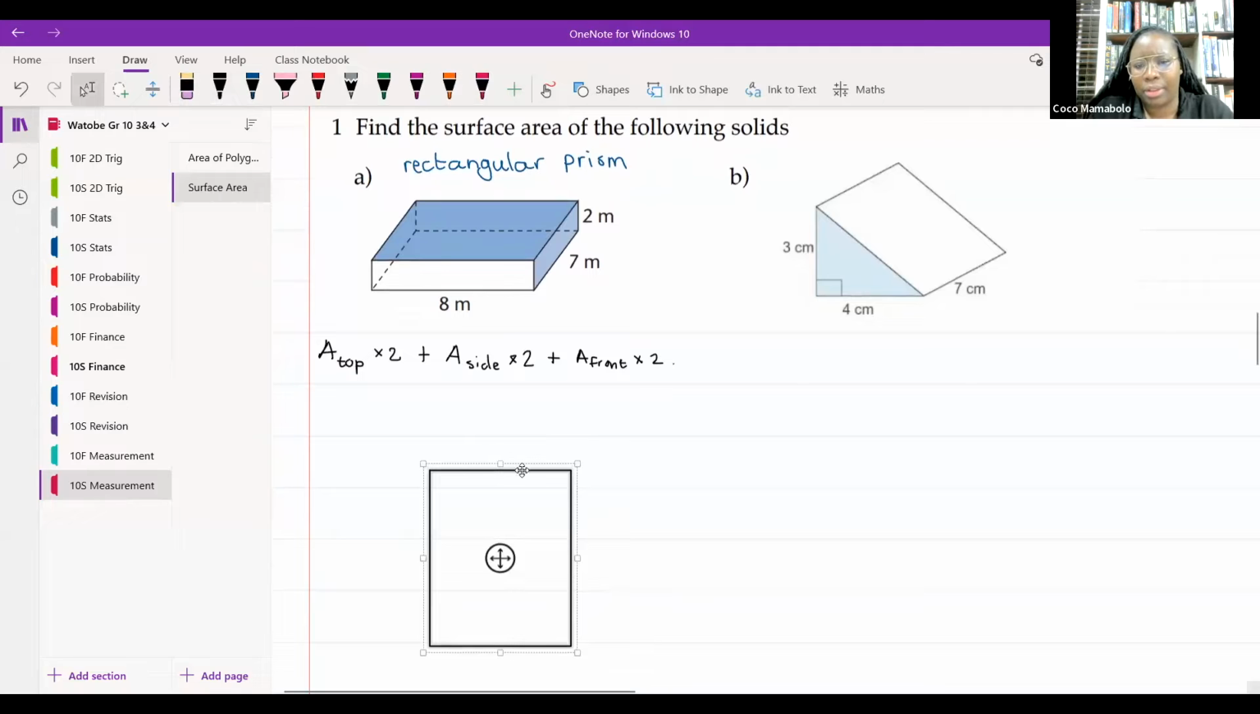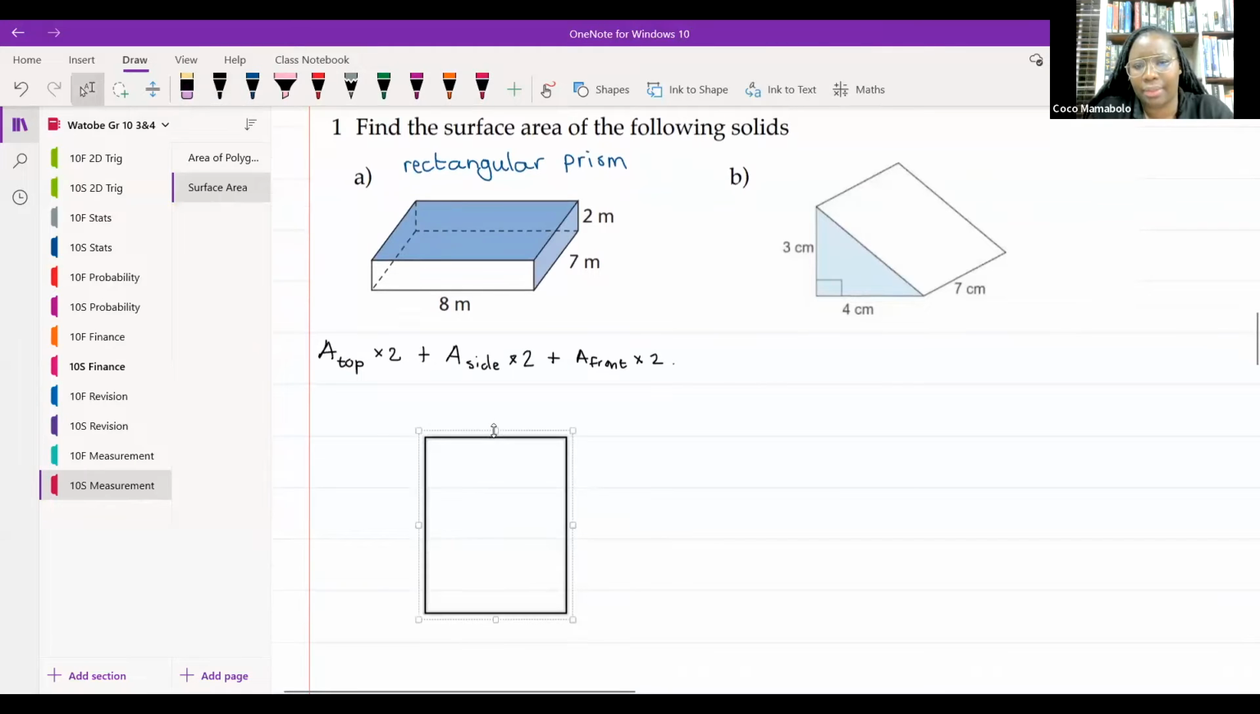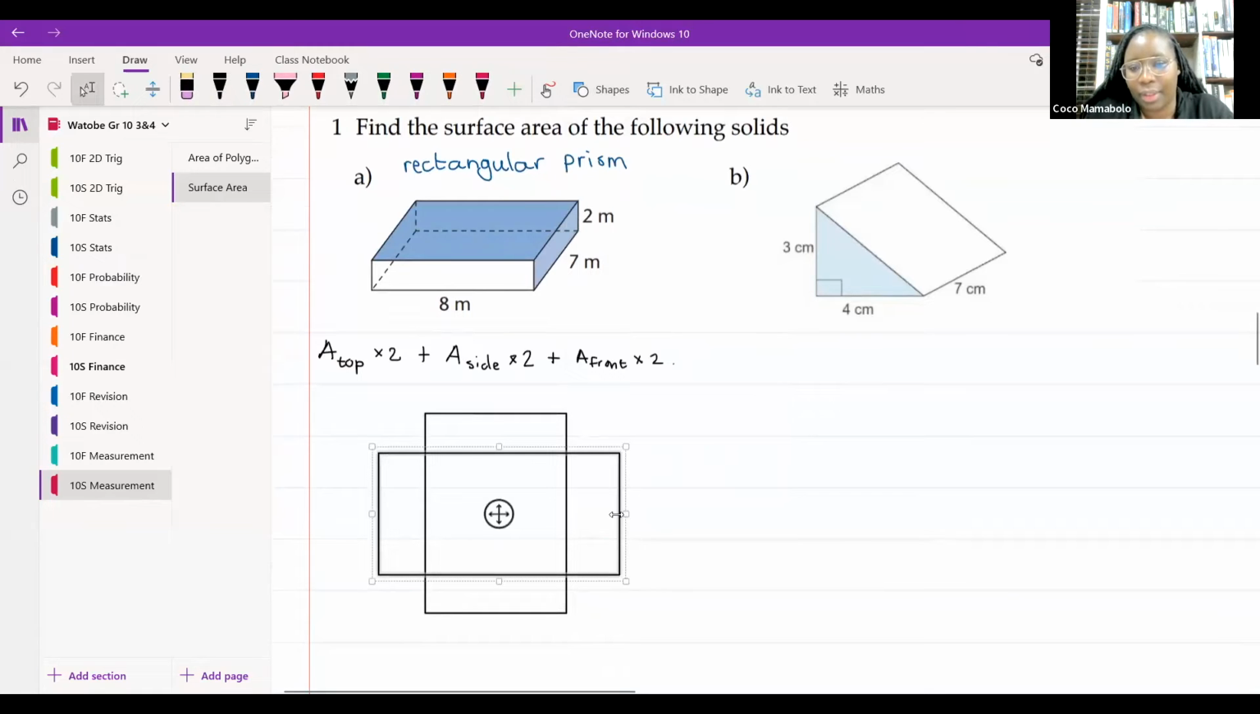Too big for my liking. So I'm going to make this one smaller. And then what I'm going to do is go fetch another rectangle. All right. Okay.